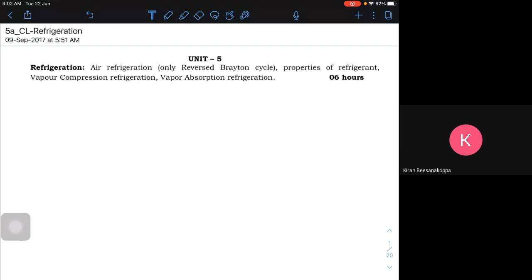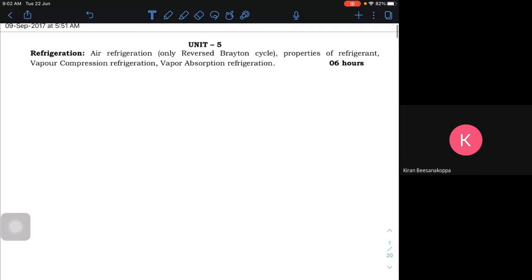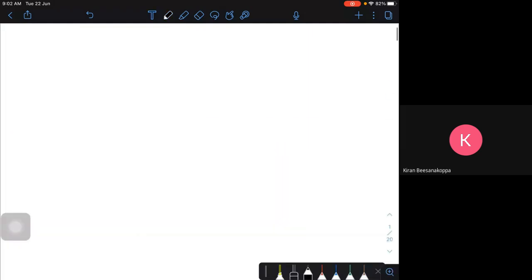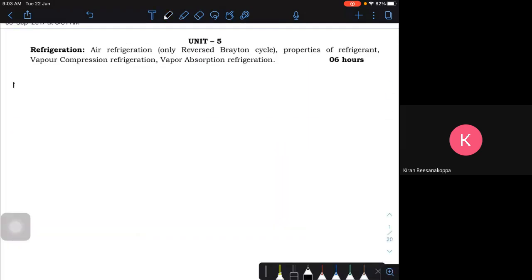Before actually jumping into refrigeration, let us know the definition of it. A simple definition. What is refrigeration? Refrigeration is a process of keeping a particular system's temperature much below its surrounding temperature for a longer duration. And to achieve this, we have come up with a working device which is called a refrigerator. That's a very simple definition.